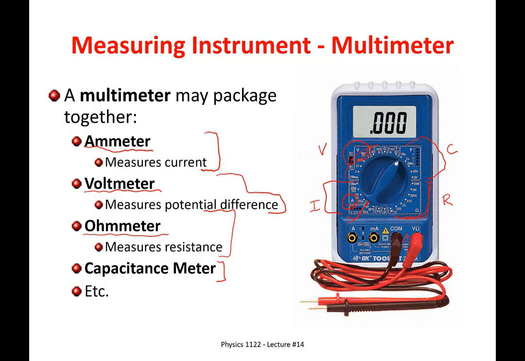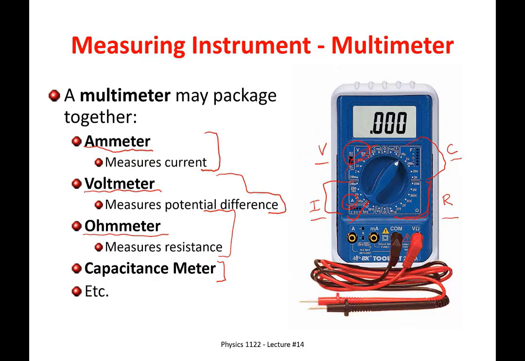So depending on what your needs are, you might look for a multimeter of a certain type to measure what needs to be measured. But it's very common to have at least the ability to measure voltage, current, and resistance, and then capacitance is like a next level up to be able to measure that.